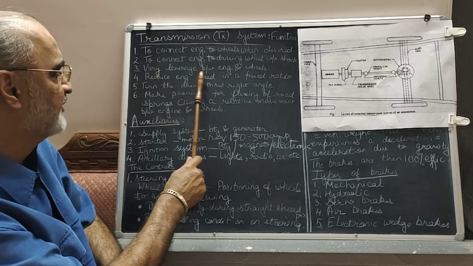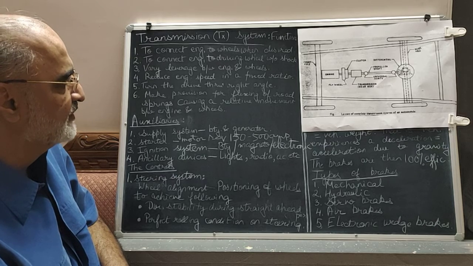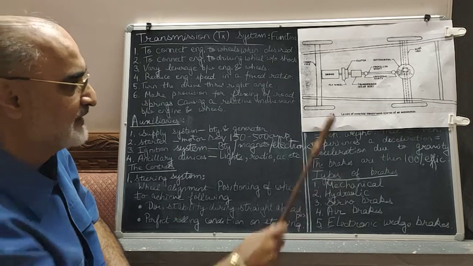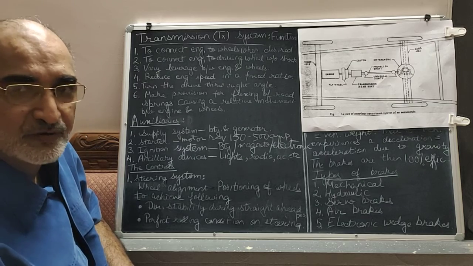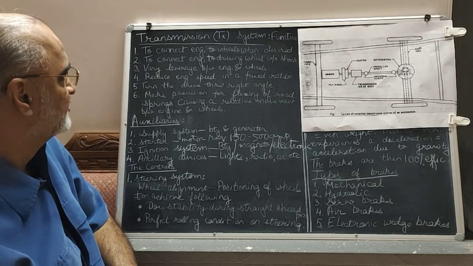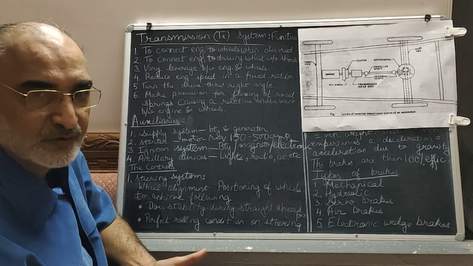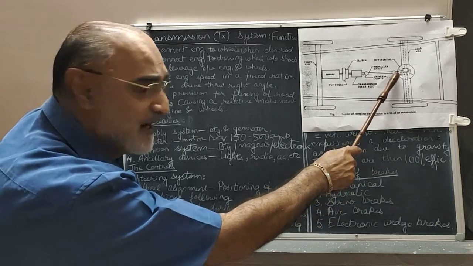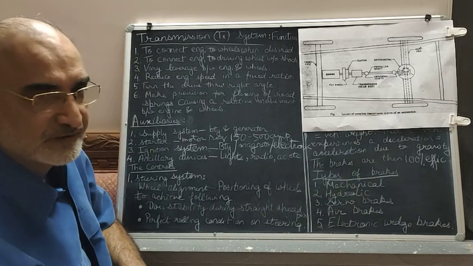Third, vary leverage between engine and the wheels. Leverage is required because the engine speed is very high, thousands of RPM, and by the time it reaches the road wheels, we want a lower revolution. This is effected at three places. First is in the gearbox. You have gears 1, 2, 3, 4, 5 even. The second is the final drive, and the third reduction takes place in the differential.